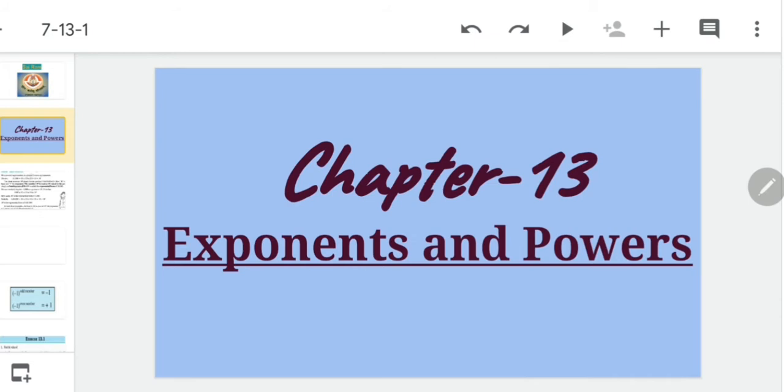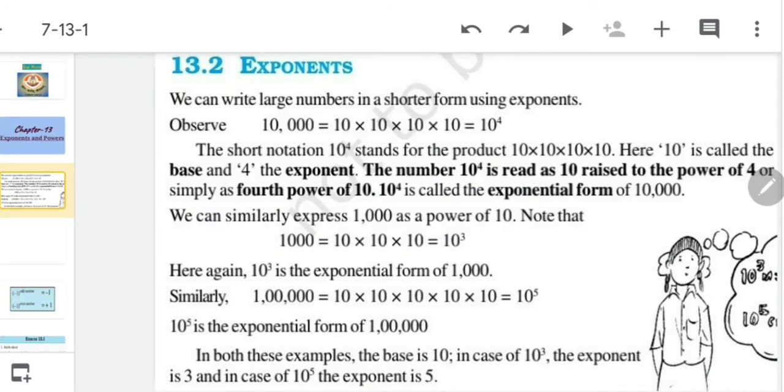Now today we will start our new chapter, which is chapter number 13, exponents and powers. Now let's first see what is the meaning of exponent and power. Now you can see in this, here we have given an example.